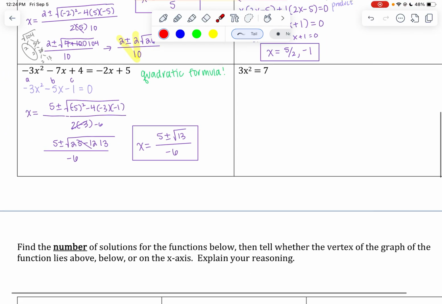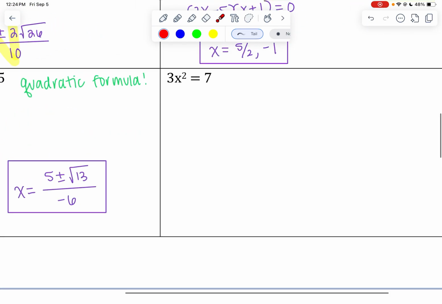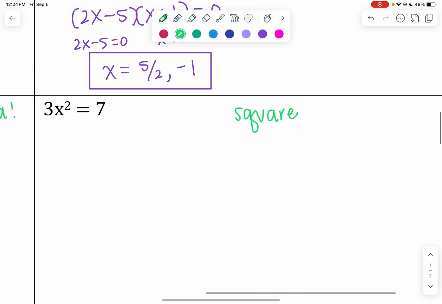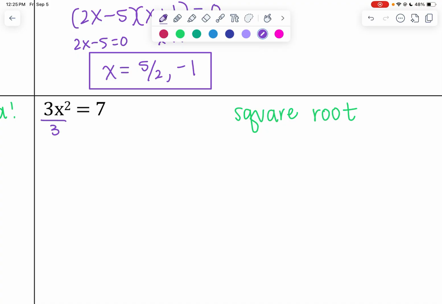That's it. And then taking a look at this last one, I immediately just see 3x squared equals 7. There is no bx there. So this is one that you could just do by square root. No need to factor it or complete the square or anything like that. You're just going to isolate the x and square root it. So divide both sides by 3. So x squared equals 7/3. And then square root it, square root it. So x equals plus or minus the square root of 7/3.